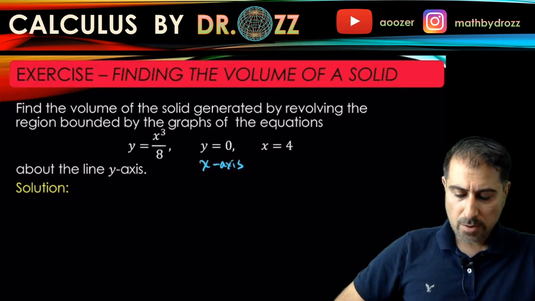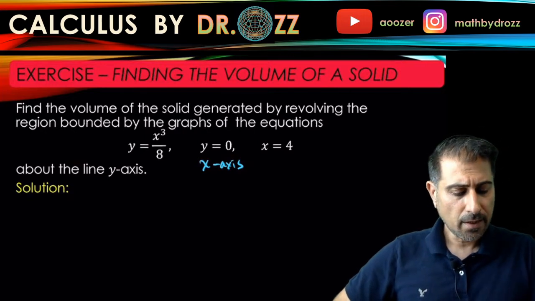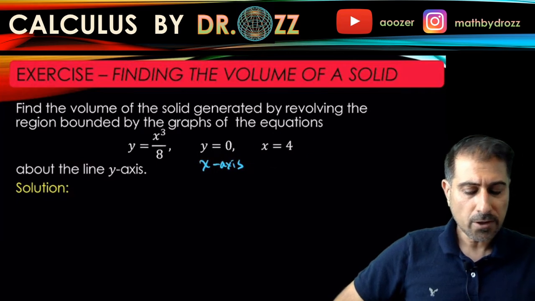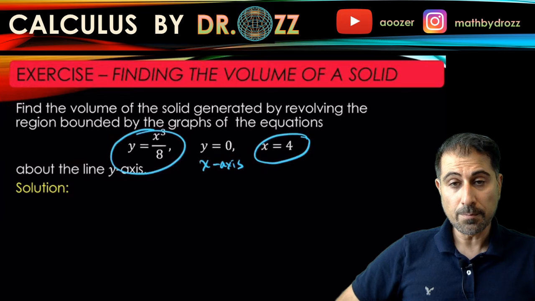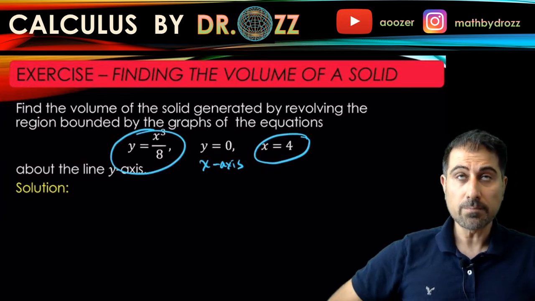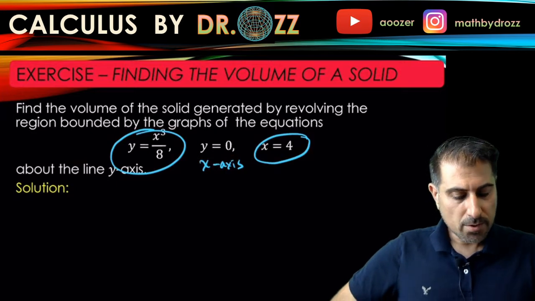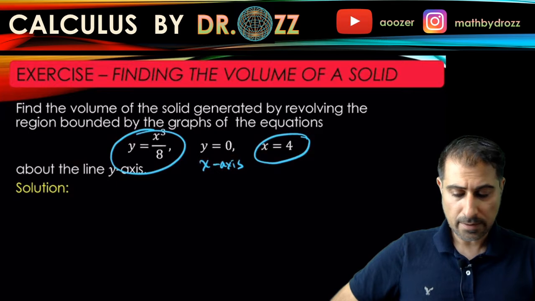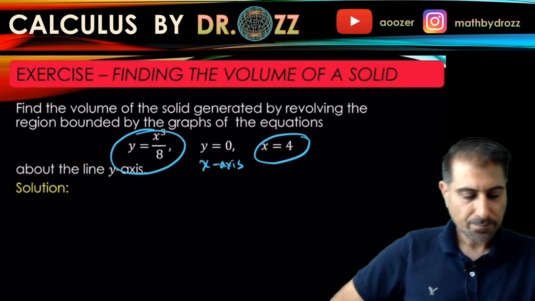First things first, please go ahead and check what the region looks like. Obviously, this line and this curve will intersect each other, because that's going to be the right end of the region. You can pause the video at any moment and get the visual with your graphing calculator. I'll show you what I got.